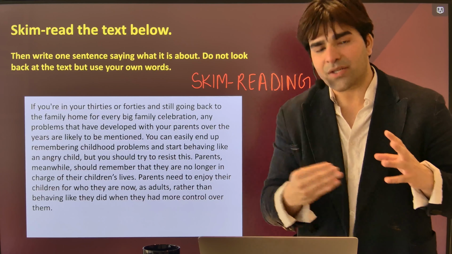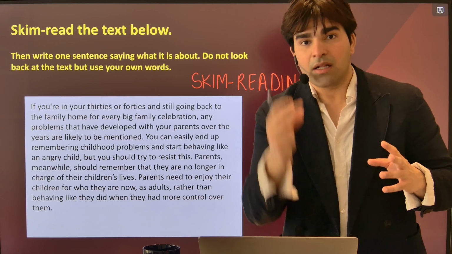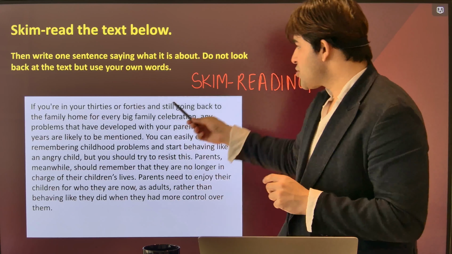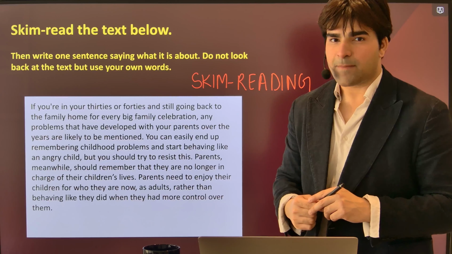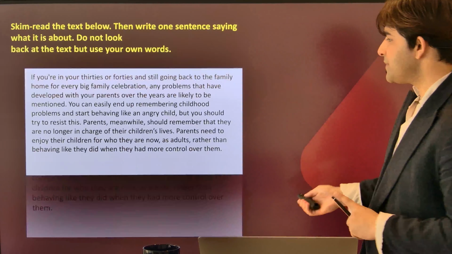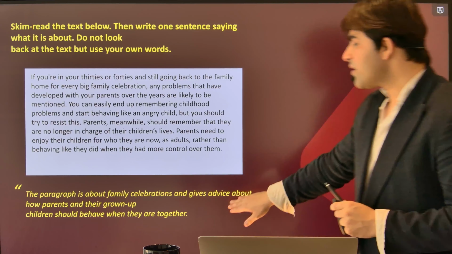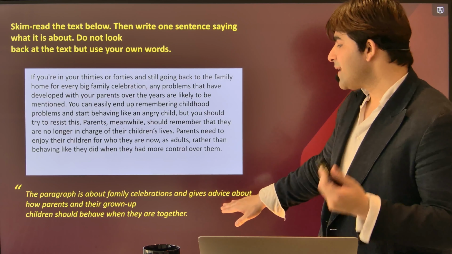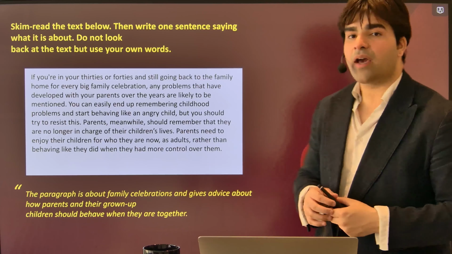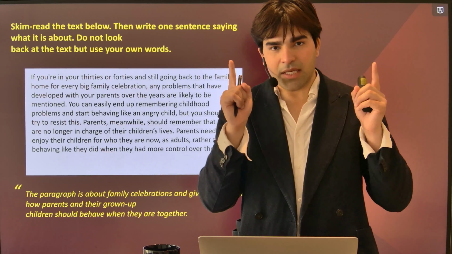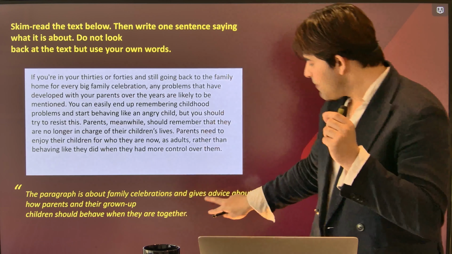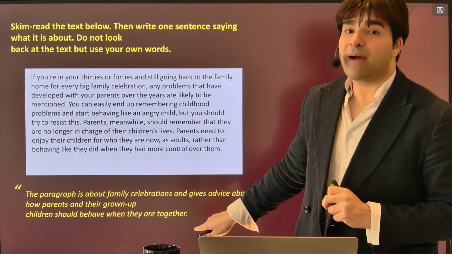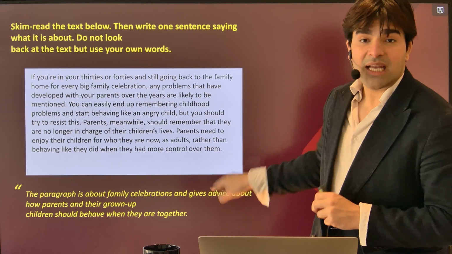But the idea is how best you're able to articulate in one sentence. What do you think is the possible summary of this paragraph, reading just the first sentence and the last sentence of it? Okay, so let's have a look at my answer. I've written, the paragraph is about family celebrations and gives advice about how parents and their grown-up children should behave when they are together. So can you see, if you had to match this particular statement, let's go in the reverse order, you would be able to match it just by reading the first sentence and the last sentence.